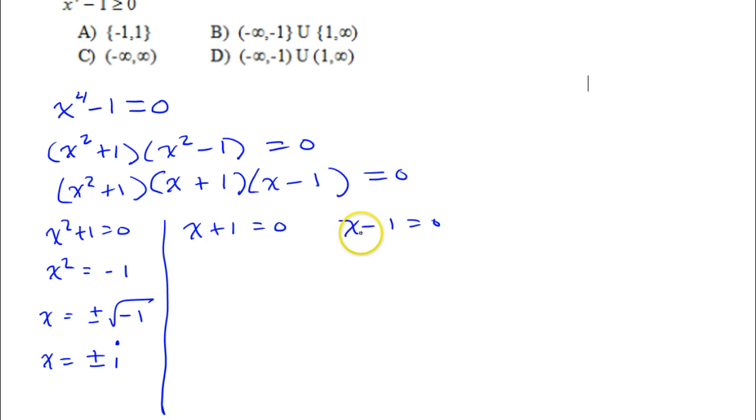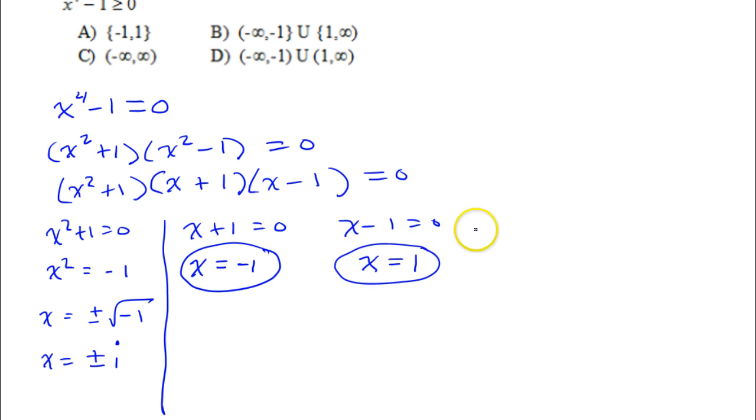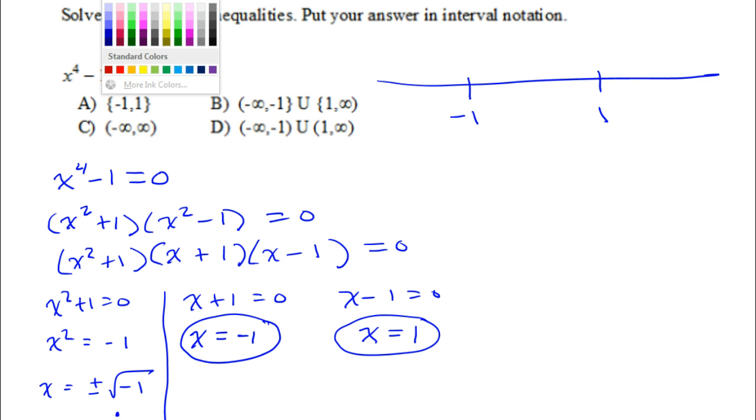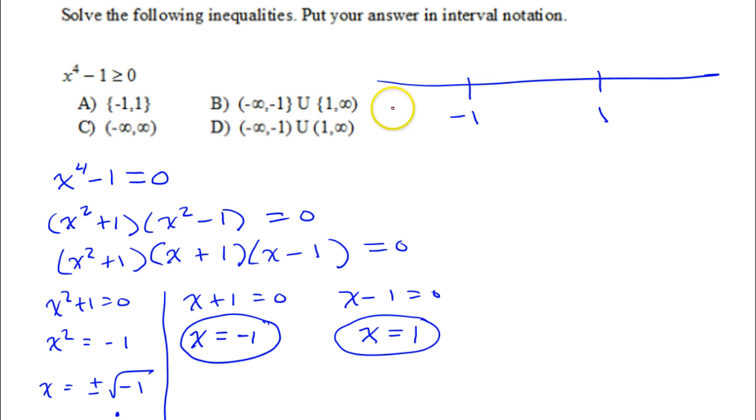So if we look at these other two, x plus 1 equals 0, subtracting 1 from both sides, we get x equals negative 1. So that's one of our border points. And adding 1 to both sides here gives us x equals 1. That's a border point. So let's take these two values and put them on a number line. Okay, so here I have negative 1 and positive 1. Now let's do some test cases, one in each zone. I've got these three zones.